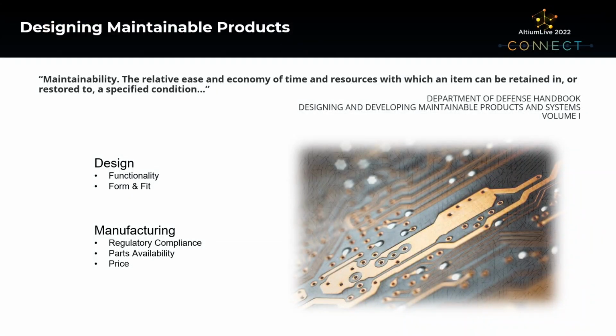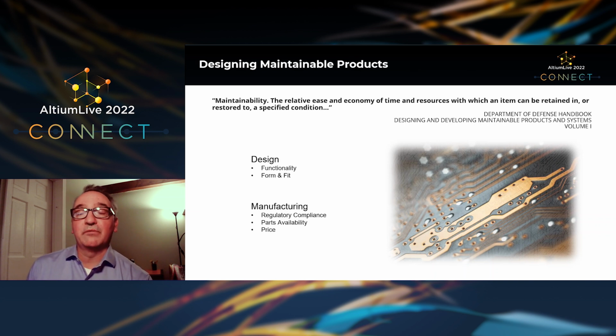Designing maintainable products. Maintainability is defined by the Department of Defense Handbook as the relative ease and economy of time and resources with which an item can be retained in or restored to a specified condition. I really like this definition. The relative ease, right? We all want things to be easy, and the economy of time and resources with which an item can be retained in. So retaining, there are really two parts to having the product.